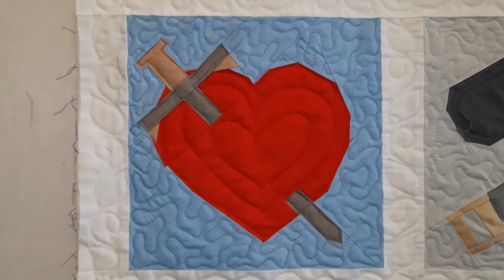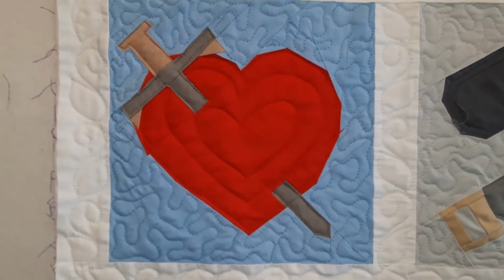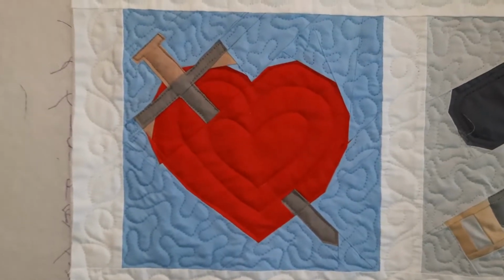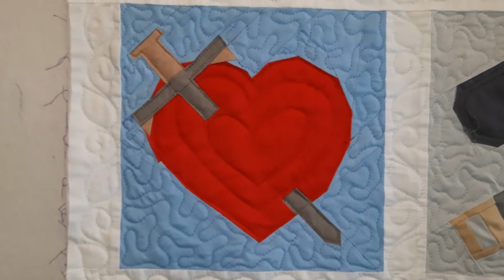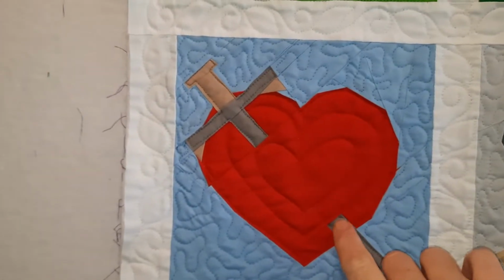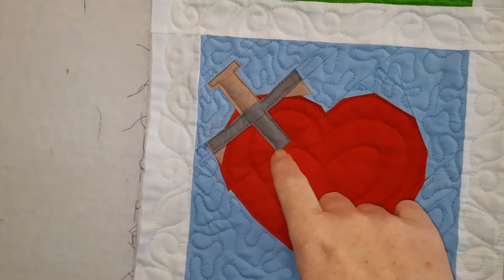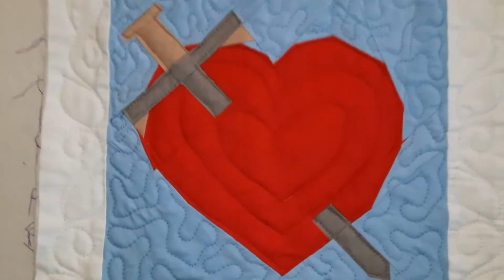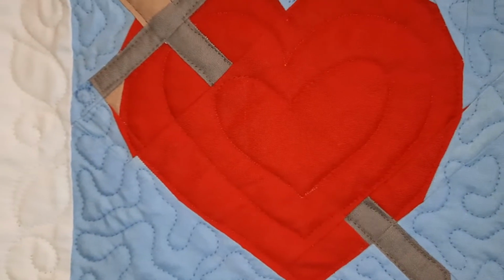So this block is representing Mary. We've accentuated the heart and we've filled in, I just outline quilted the sword. I've not gone across here because we want to emphasize that it's through, so we have not ended that shape.